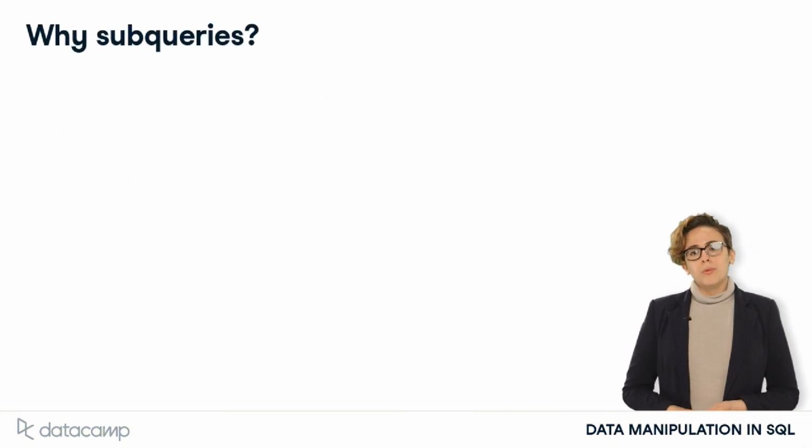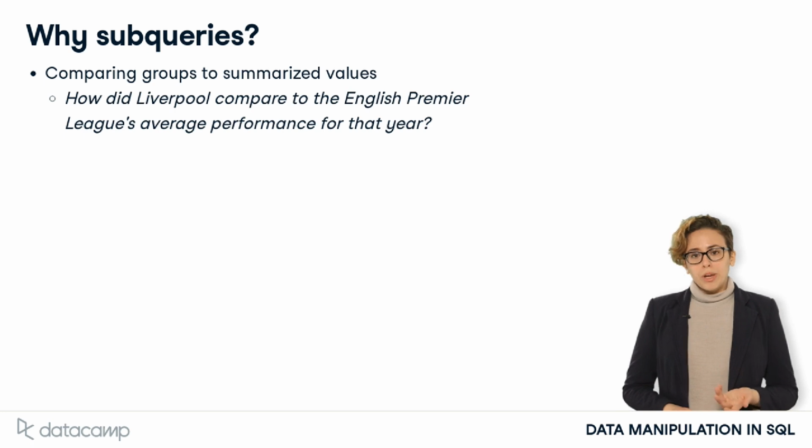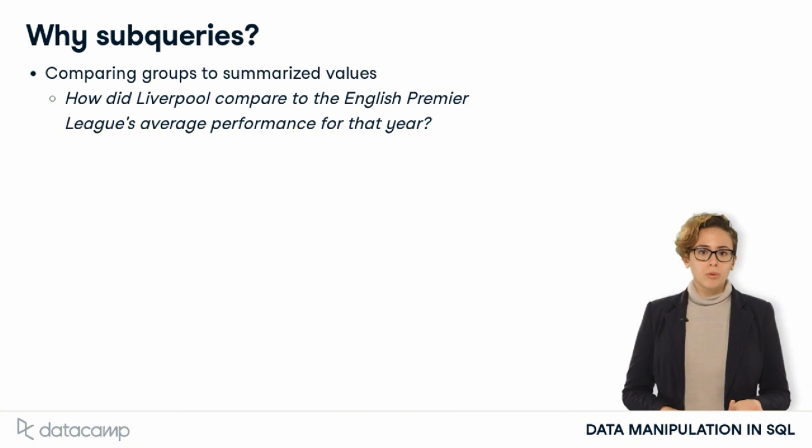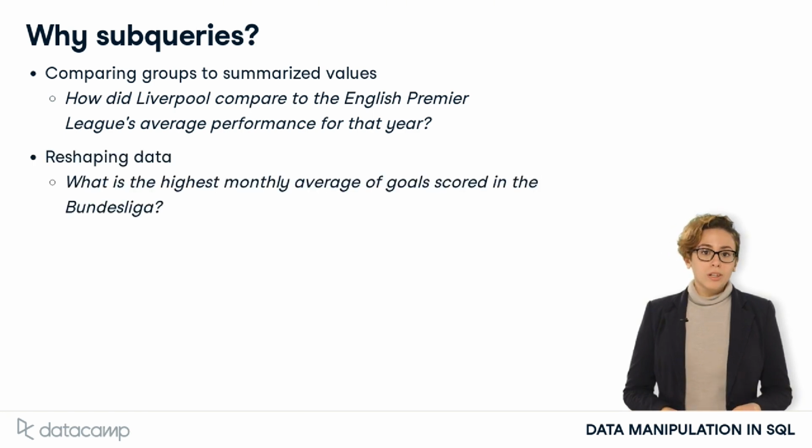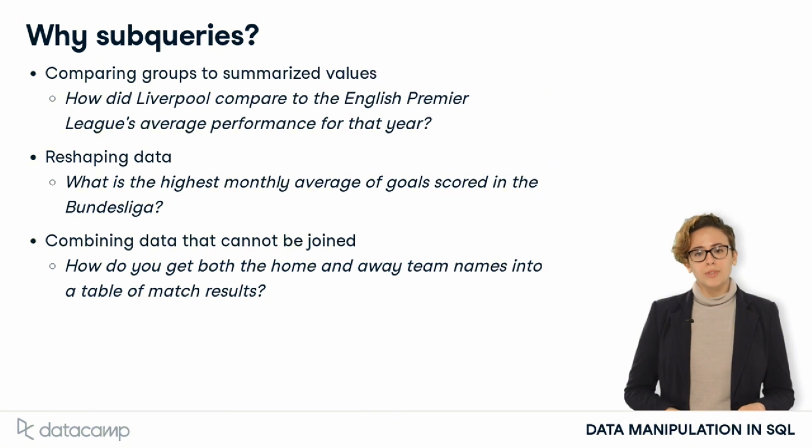So why might you need to use a subquery? Subqueries allow you to compare summarized values to detailed data. For example, compare Liverpool's performance to the entire English Premier League. Subqueries also allow you to better structure or reshape your data for multiple purposes, such as determining the highest monthly average of goals scored in the Bundesliga. Finally, subqueries allow you to combine data from tables where you're unable to perform a join, such as getting both the home and away team names into your results table. We'll discuss all of these questions in the coming lessons.